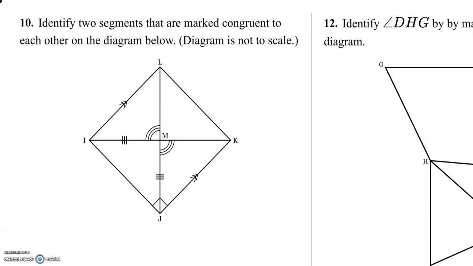Okay, on number 10, we want to identify two segments that are marked congruent to each other. So here you see how we got 3 lines here and 3 lines here. That's going to be JM, this line, and IM, that line. So JM is congruent, and it's the symbol for congruent, to IM. Don't need this little line right here.